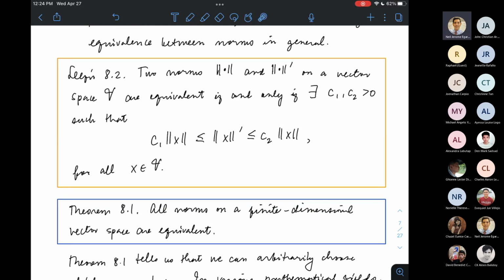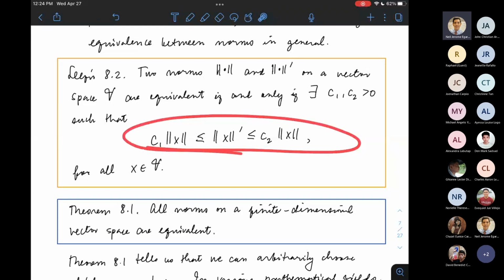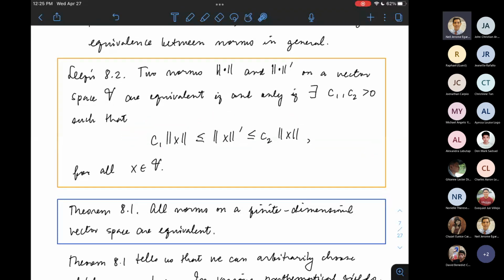We say that two norms defined on the same vector space are equivalent if and only if there exist positive constants C1 and C2 such that this inequality holds. Right? Na yung norm ng isang vector under one of them, halimbawa yung kanyang prime norm, tawagin natin tong prime norm. Kung yung prime norm ni x ay bounded below by a multiple of the norm of x and above by another multiple of the norm of x, then we say that the norm and the prime norm are equivalent.